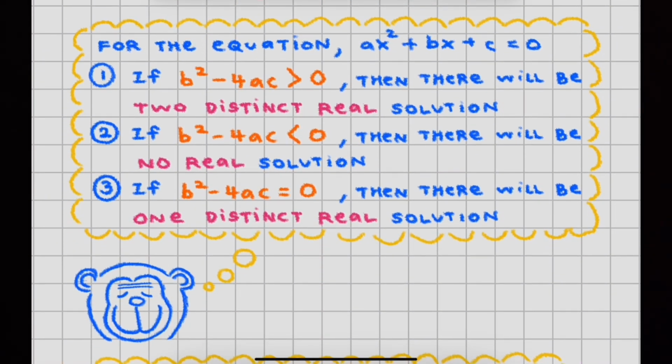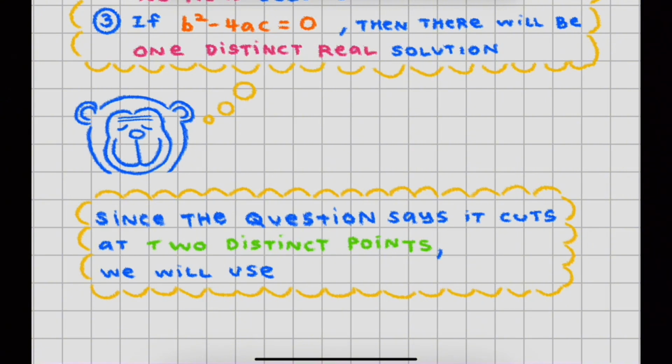For the equation ax squared plus bx plus c equals 0, if the discriminant is greater than 0, then there will be two distinct real solutions. If our discriminant is lesser than 0, then there will be no real solution. And if our discriminant is equal to 0, then there will be one distinct real solution. Since the question says it cuts at two distinct points, we will use b squared minus 4ac is greater than 0.